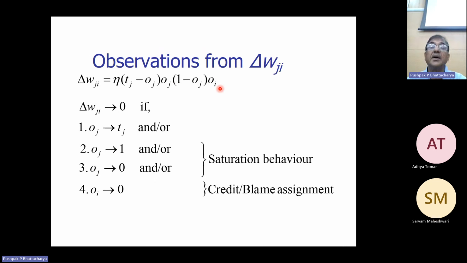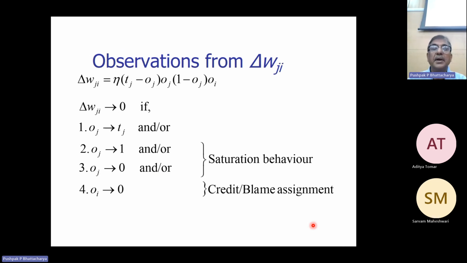The other interesting observation is that if the input to the connection also is 0, then there is no change in weight. This is called the credit or blame assignment situation. If a particular input value is 0, it is not contributing anything to that neuron. So the neuron's output is not affected by that input. Therefore, that input does not contribute to the final error.